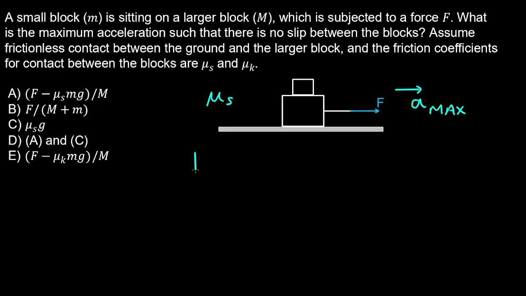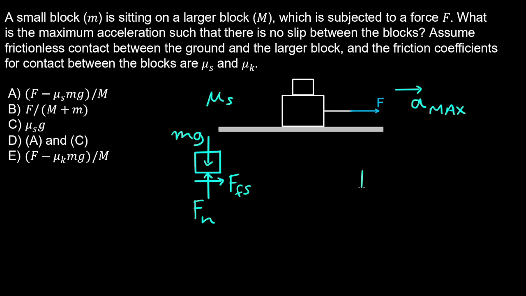So if we take a free body of the smaller block, we have the force of weight, and we have a friction force acting in this direction, which is in the direction of the acceleration. So this is the static friction force. And we have the normal force acting upwards to prevent this block from sinking into the lower block.